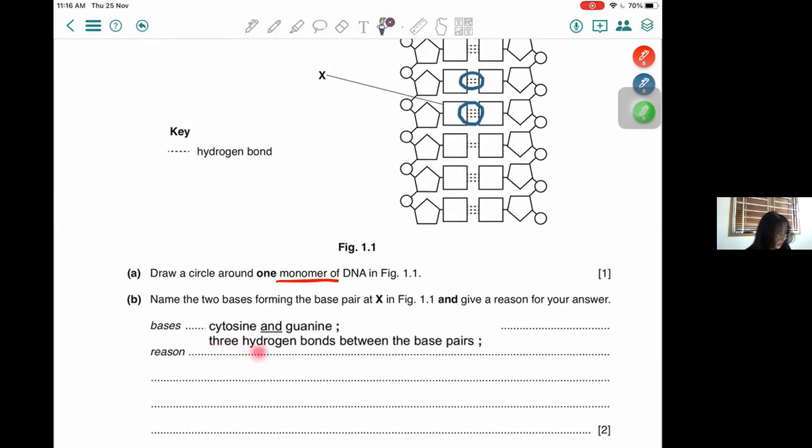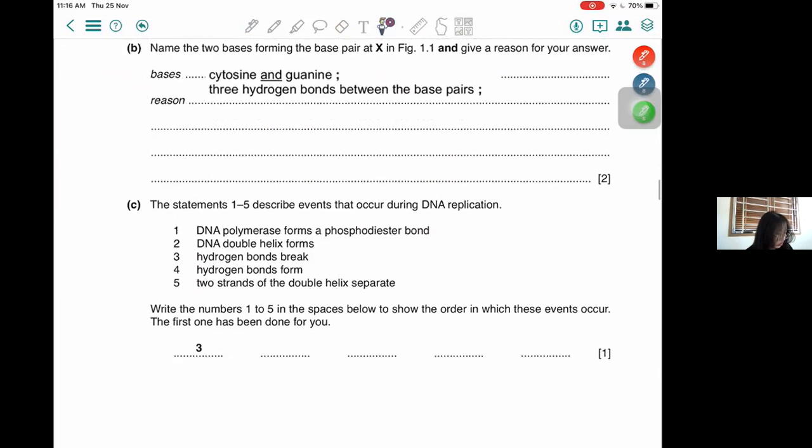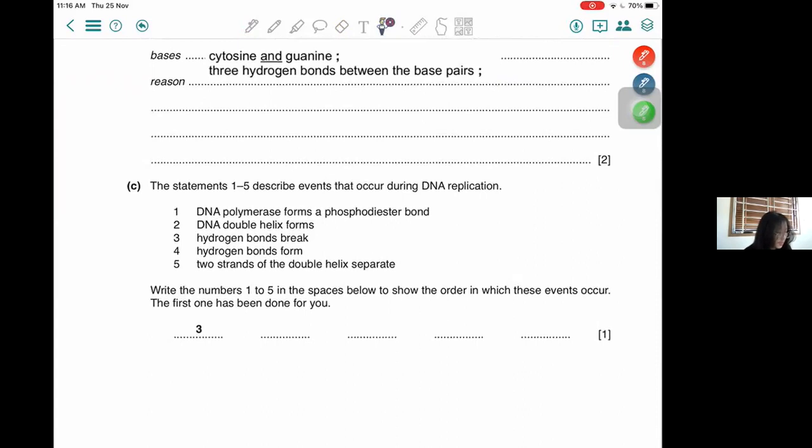Yep, 3 hydrogen bonds between the base pair. So for the next question, statements 1 to 5 describe the events that occur during DNA replication.